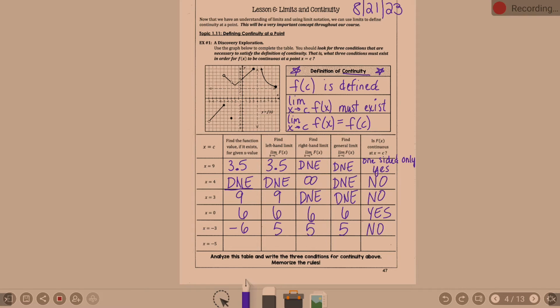Okay, accusations are flying here. Okay. x equals -5. Where are we at here? What do we have? -2. Left-hand limit. Right-hand limit. 7. See that? We're approaching up high there. General limit. Continuous. No. We got too much going on there. That was a lot. That was fun.